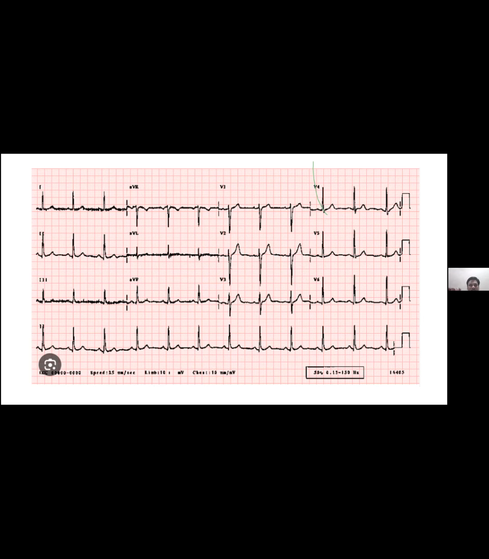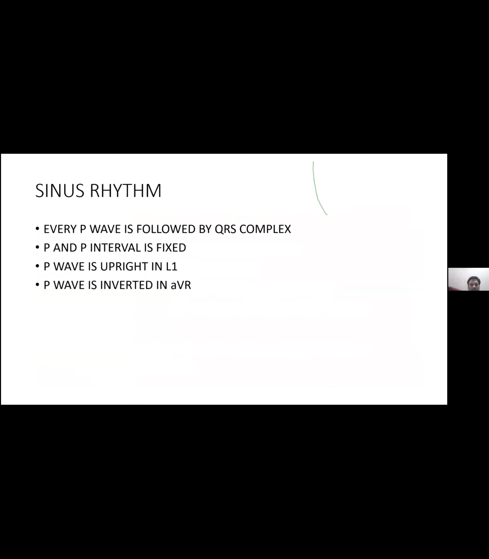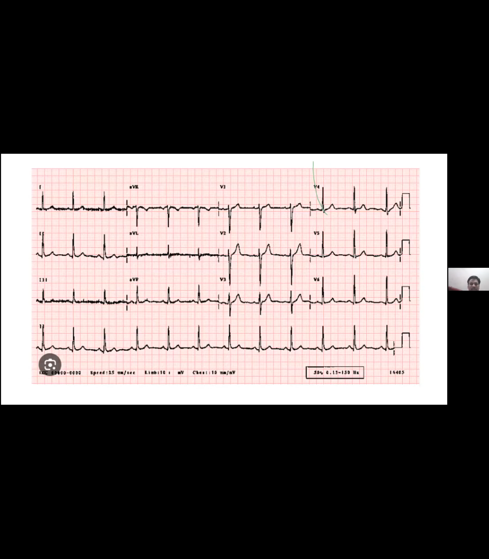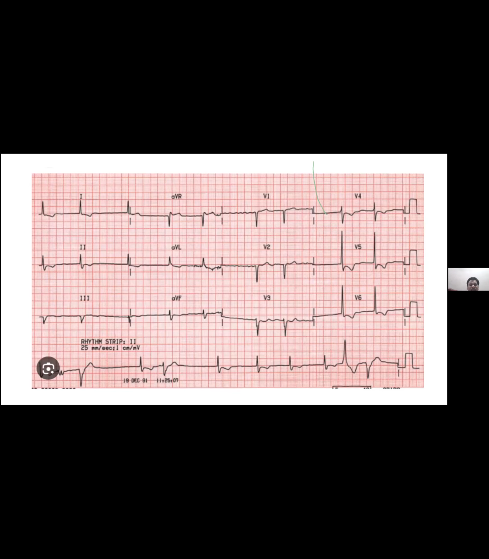This is the most important part in starting the ECG analysis. Whether the SA node is acting or not, only then can we call it sinus rhythm. For that, you have to understand these points: the P wave is followed by a QRS complex, the PP interval is fixed, the P wave is upright in lead 1, and the P wave is inverted in AVR. Right? Now we will see a classic example.